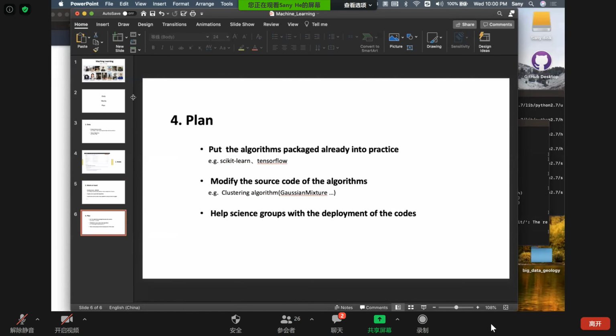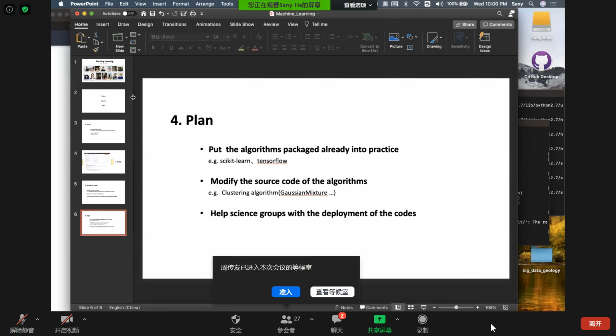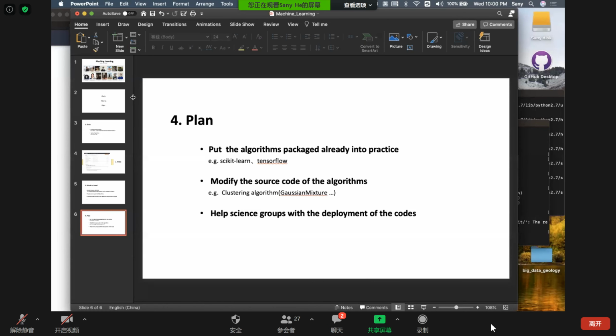So here is the plan of our machine learning group. We will put some algorithm packages into practice, which means some algorithms that weren't discovered or used before, and we will explore them. And the second thing is that they work on their clustering algorithms and will modify the source code of the algorithms, like the Gaussian mixture, K-means, and also DBSCAN.